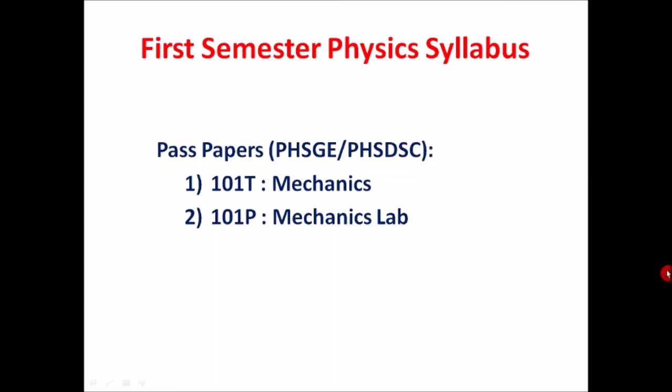Now let us come to the pass papers. In first semester, the pass students will have 2 papers only, 101T, that is mechanics, and 101P, mechanics lab. This is the same whether you are a GE student or DSE student. Okay, in 101T theory, the syllabus that is given is almost the same as the syllabus that we have already learned in your higher secondary, but a little bit new things you will now learn.